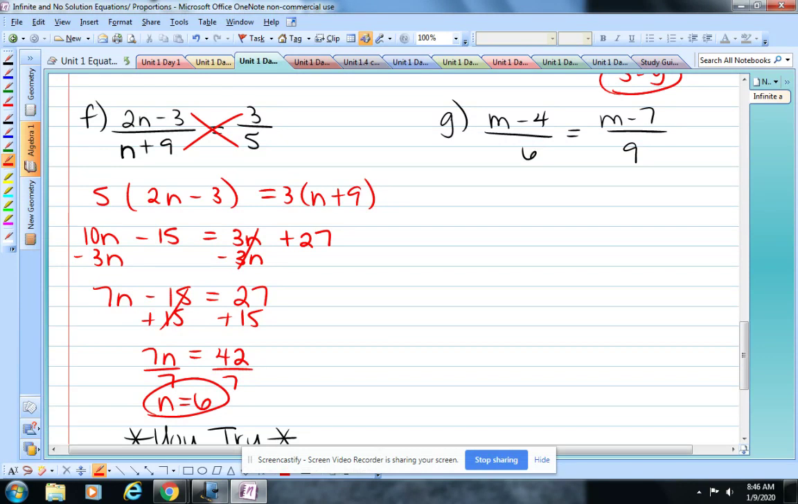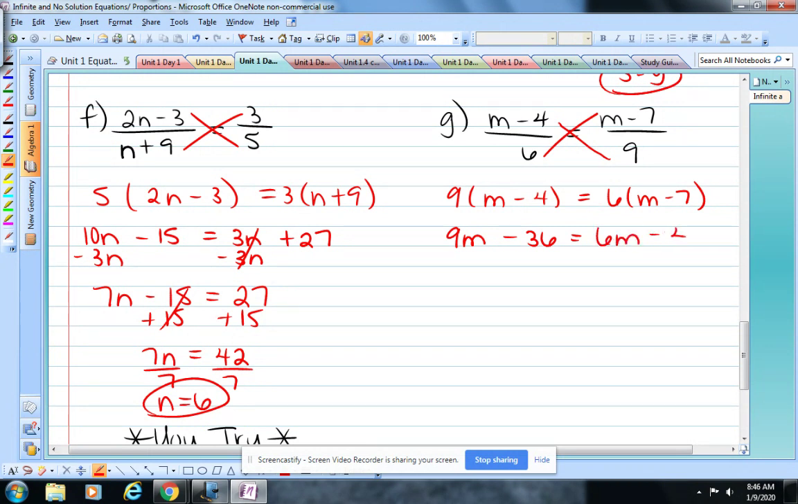Somebody tell me what one side of the equation is going to say when I set it up. 9 parentheses, M minus 4 equals what? Oops. 6 parentheses, M minus 7. Everybody okay with that? And then what do we do? Distribute. What's 9 times M? 9M. What's 9 times negative 4? Equals what, 6 times M? What's 6 times negative 7? Okay? Now what do we want to do?